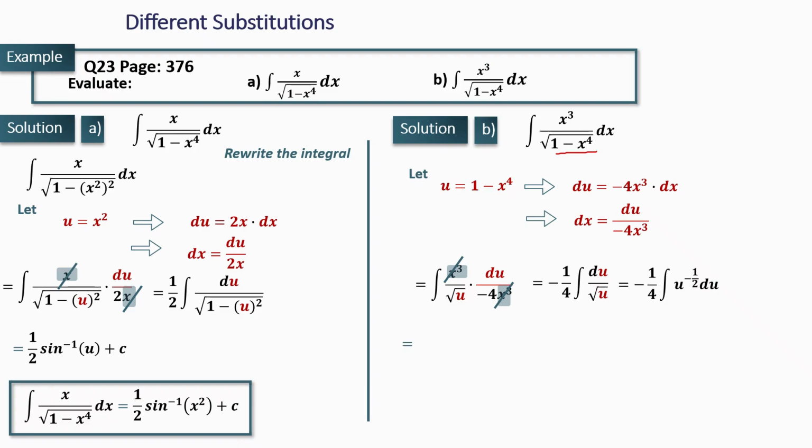And root u in the denominator can be written as u power negative half. Now when you integrate, you will get u power half. How? When you add 1, negative half plus 1 is nothing but half. Now you can cancel or you can flip it, and then also you can simplify. It's up to you. You will be getting negative half u power 1 by 2, which is nothing but root u plus c. And what is u? 1 minus x power 4.